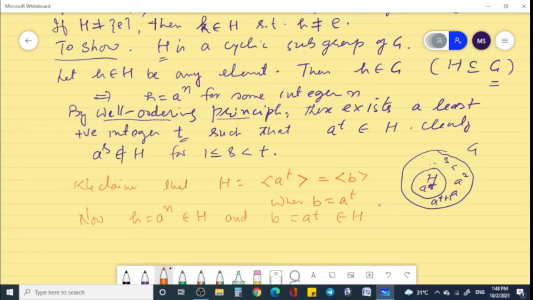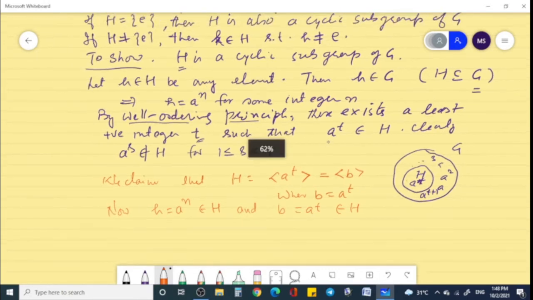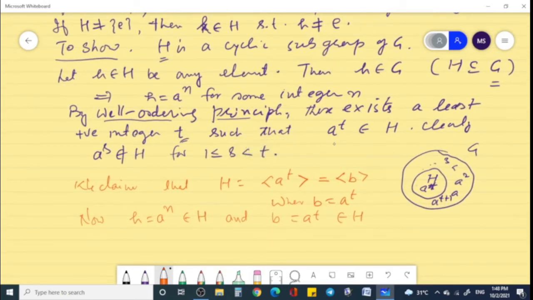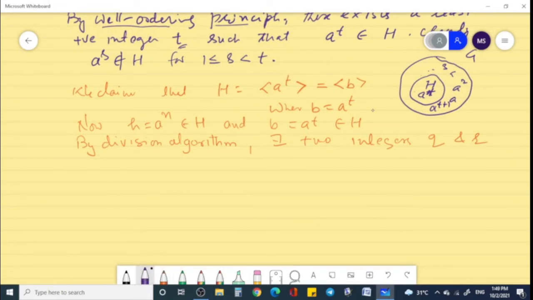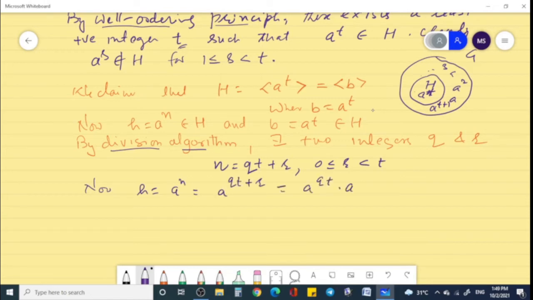So there are two positive integers n and t, such that now by the division algorithm there exist two integers q and r, such that n equals qt plus r, with 0 less than or equal to r less than t, by definition of the division algorithm. Now h equal a^n can be written as a^(qt+r), and then a^(qt) times a^r, and this is (a^t) raised to power q times a^r.